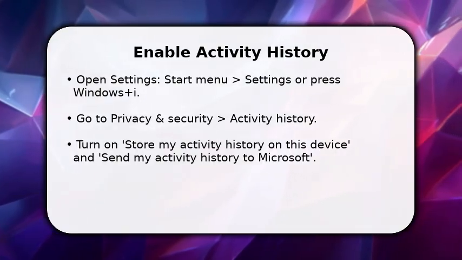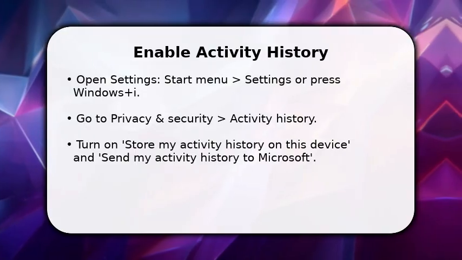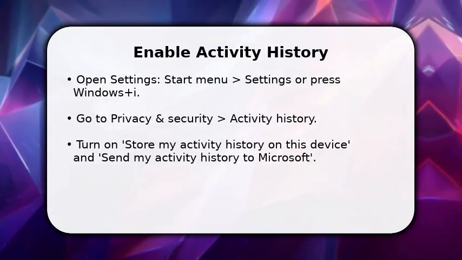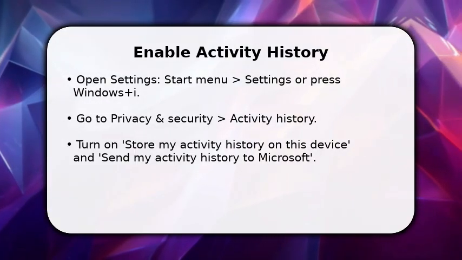You'll start by enabling activity history so the system actually records actions. Open Settings now with Windows plus I. Once done, navigate to Privacy and Security and choose Activity History.